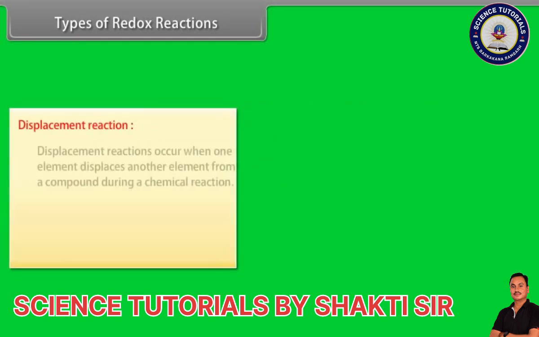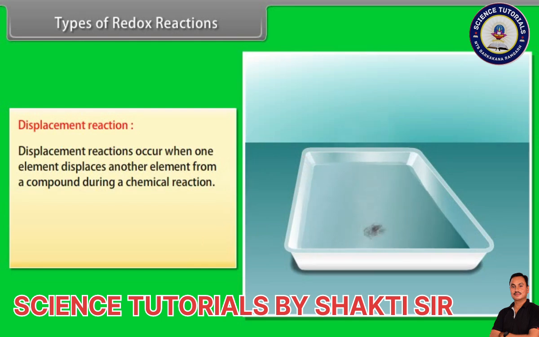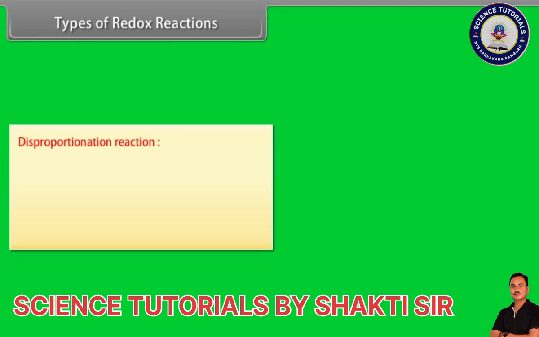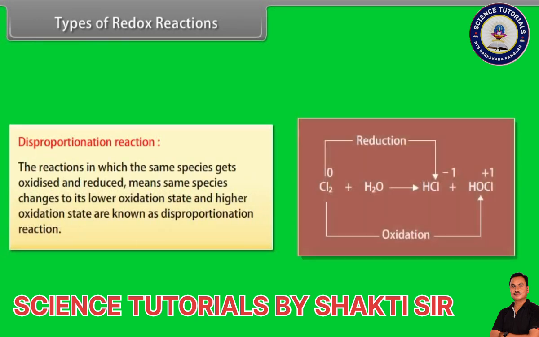Displacement reaction. Displacement reactions occur when one element displaces another element from a compound during a chemical reaction. A good example is the reaction of sodium with water. Disproportionation reaction. The reactions in which the same species gets oxidized and reduced, meaning the same species changes to its lower oxidation state and higher oxidation state, are known as disproportionation reactions. In this reaction, chlorine is oxidized and reduced at the same time.